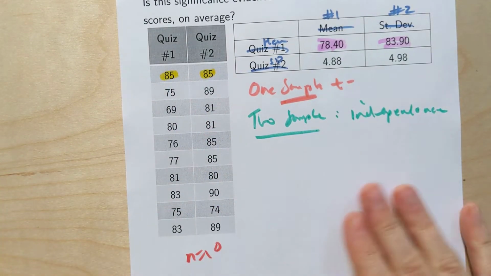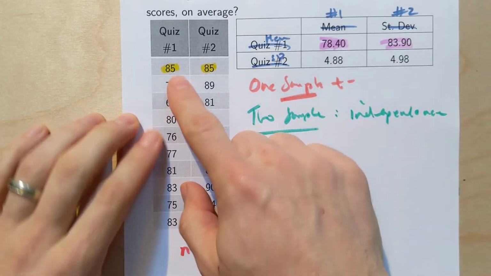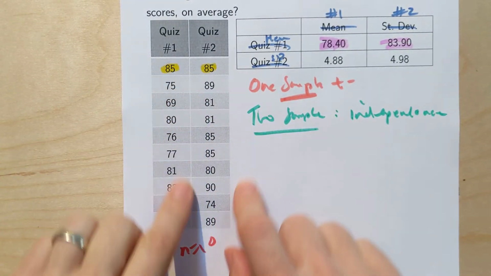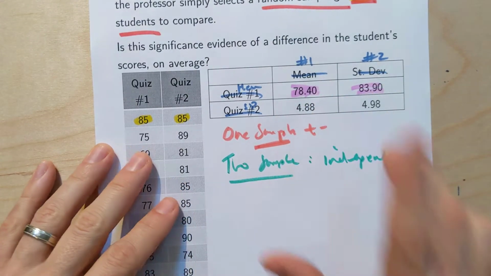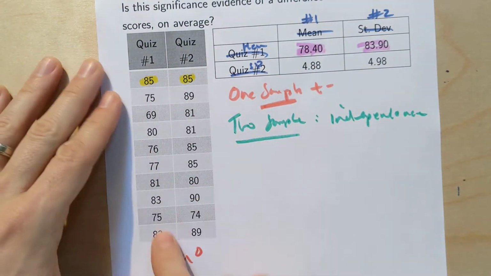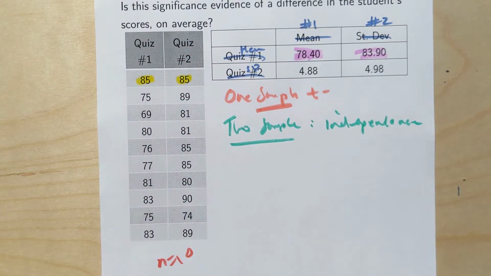So what am I actually going to care about here? I'm not going to care about exactly what the average was here and what the average was here. I don't actually care about this. What I'm going to care about is the differences, and that's what I'm going to analyze for my t procedure.